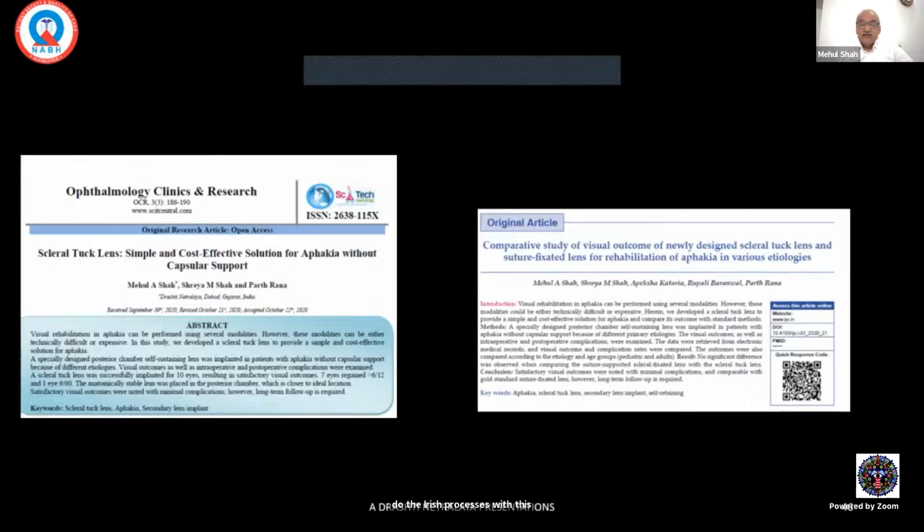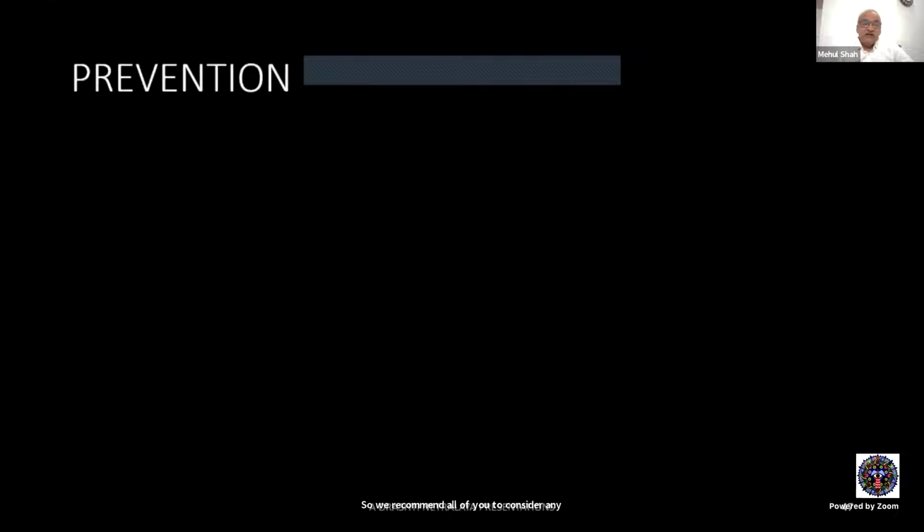These are the results which we published, one in IJO and one in the other journal. So we recommend all of you to consider any disfigured eye, any bad wound where the vision can be retrieved. We can regain the vision, and no eye is non-salvageable, even no PL eyes. We published the data that in 29% no PL, we can regain some vision.